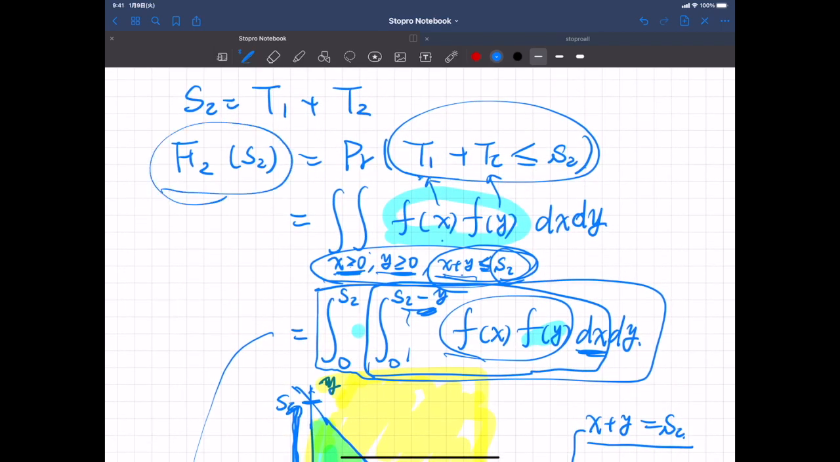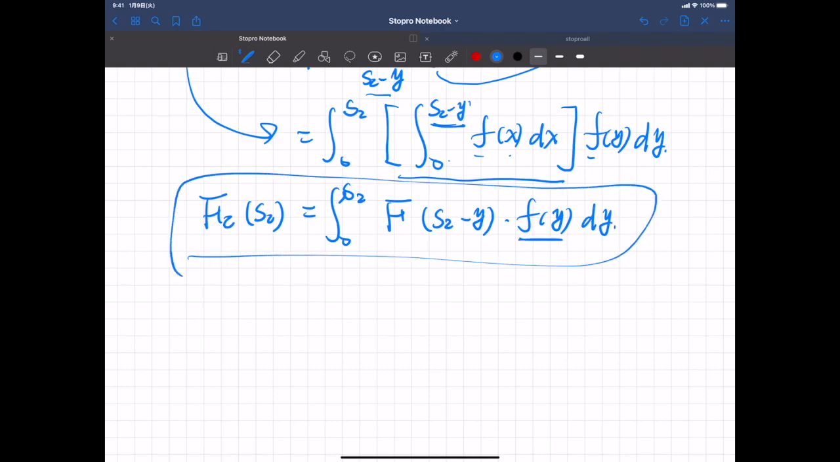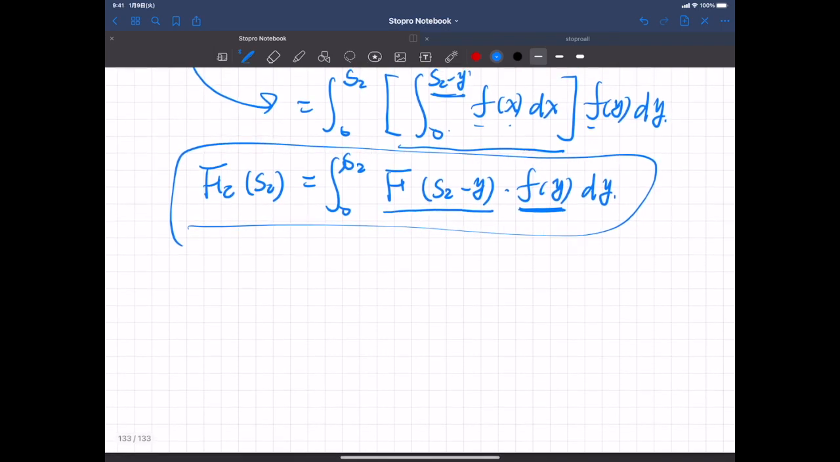So this is a kind of recursive equation. F2 is defined in terms of the density function and the distribution function of one variable. And we can continue the same argument to find the distribution function for S3, that is T1 plus T2 plus T3, and you should try to derive this formula.